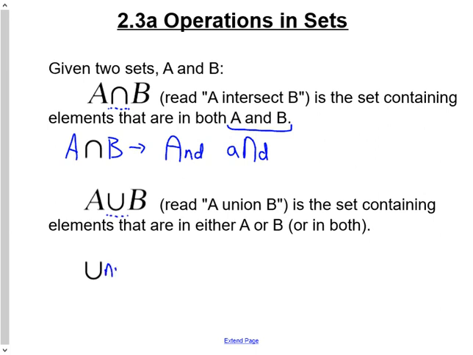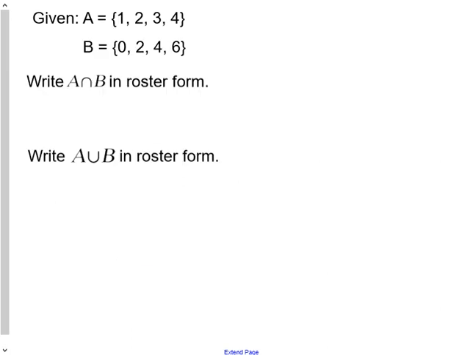Next, we've got A union B, and this symbol, the U, is a little bit easier to remember. That is an element that is in either A or B, or in both, right? So generally, we just write out the list of all elements that are in A, then write out the list of all elements in B, and that is one generally larger set.